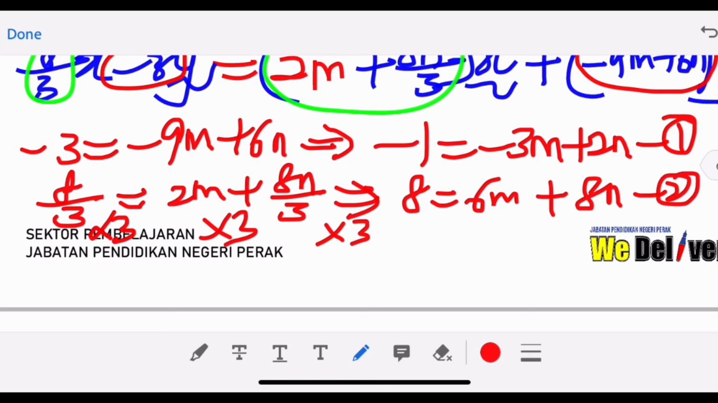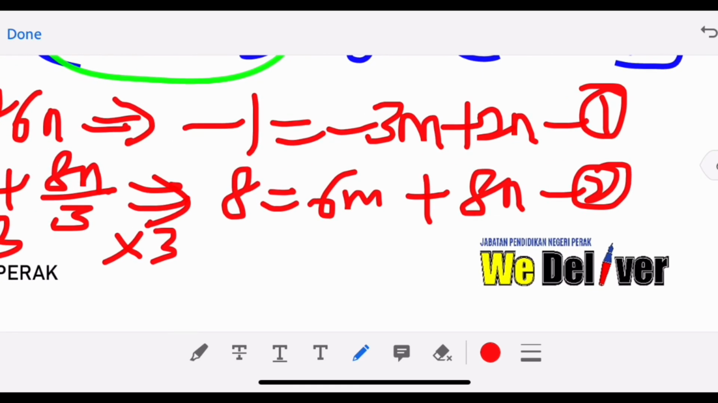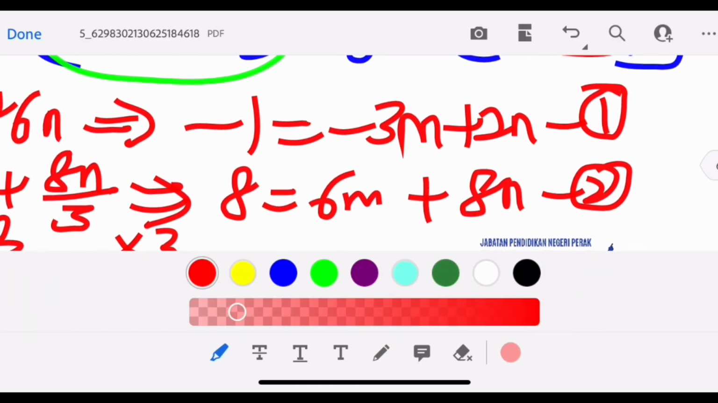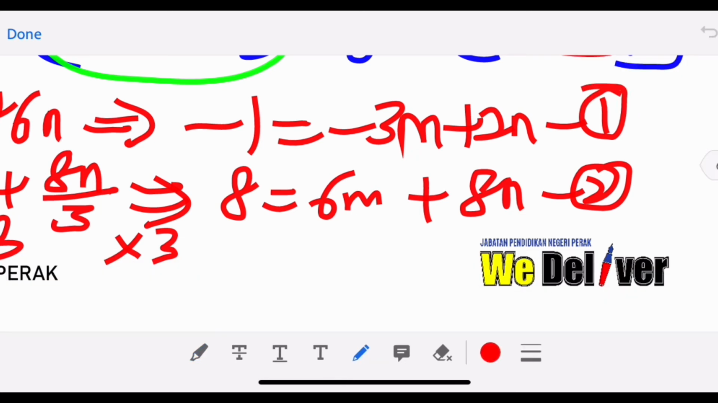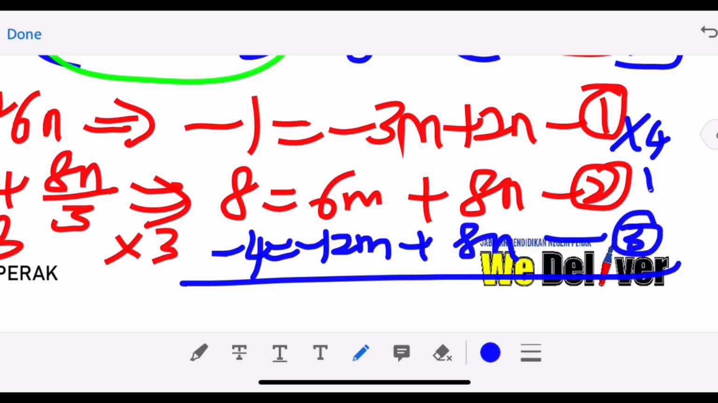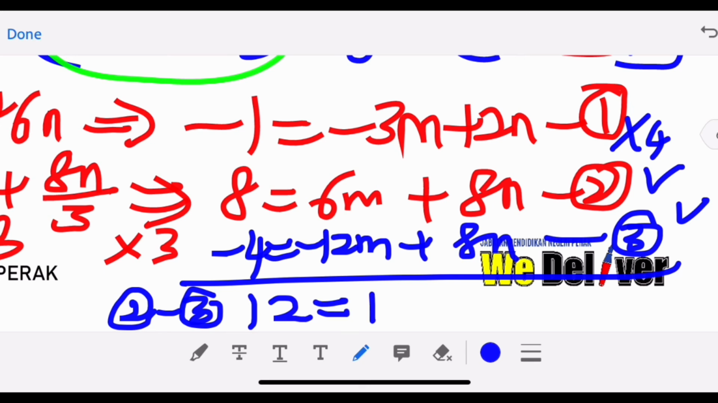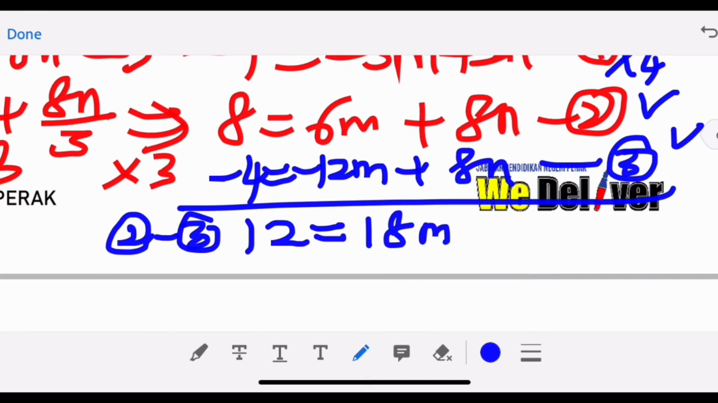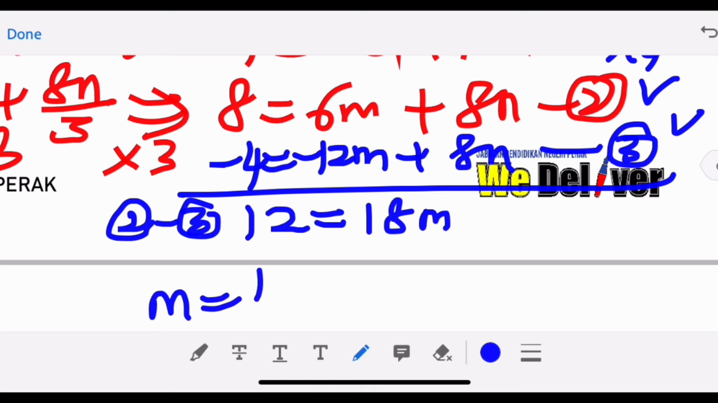So based on these two equations, I'm going to solve by multiplying number 1 by 4. If I multiply by 4, every term will be negative 4 equal to negative 12m plus 8n. Alright, after that I'm going to solve 2 and 3. So I do 2 minus 3. I will get 12 equal to 18m. Right, so that means my m is 12 over 18, which is 2 over 3.